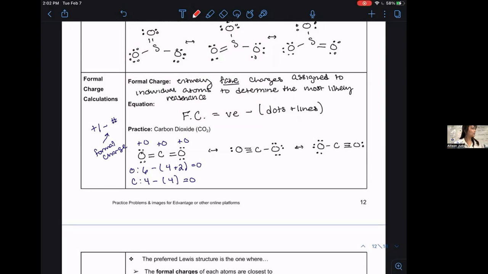Oh, no. So if you do the number and then the sign, this is a real charge. Okay. So now we look at the next structures.